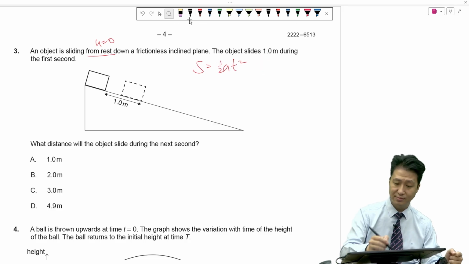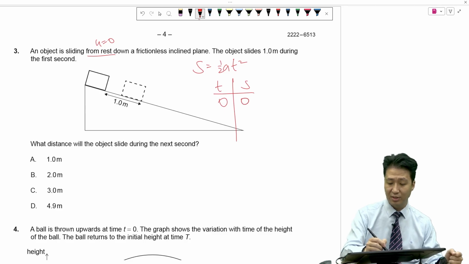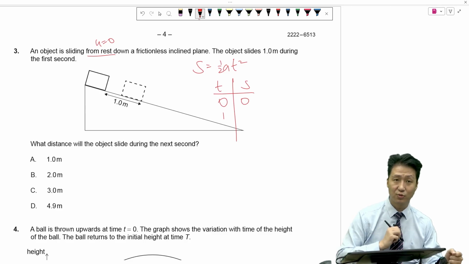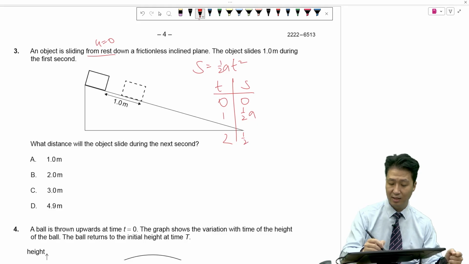And we can make a table. In this table, we have time and displacement. At initial time 0, of course, displacement is 0. At t equals 1 second, we have t squared, or 1 squared, is just 1, so just 1/2 a. At 2 seconds, it's 1/2 a times 2 squared, which is 4. And that just makes it 2a.